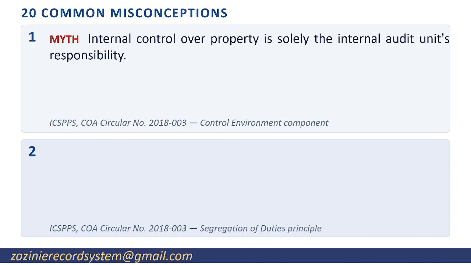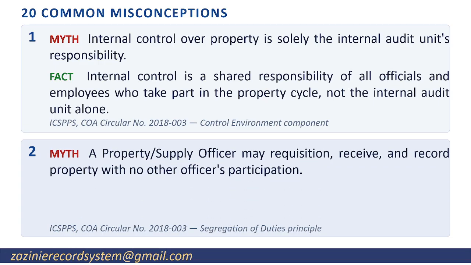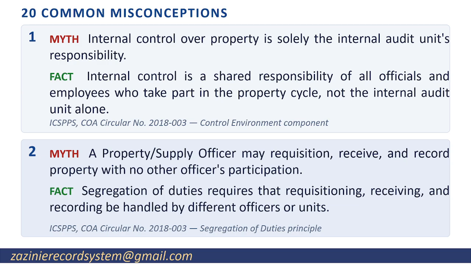20 common misconceptions. Number 1. Myth. Internal control over property is solely the internal audit unit's responsibility. Fact. Internal control is a shared responsibility of all officials and employees who take part in the property cycle, not the internal audit unit alone. Number 2. Myth. A property or supply officer may requisition, receive, and record property with no other officer's participation. Fact. Segregation of duties requires that requisitioning, receiving, and recording be handled by different offices or units. Next slide.